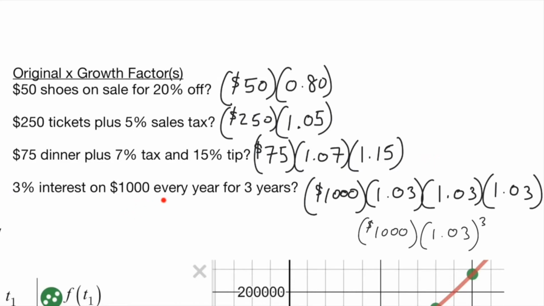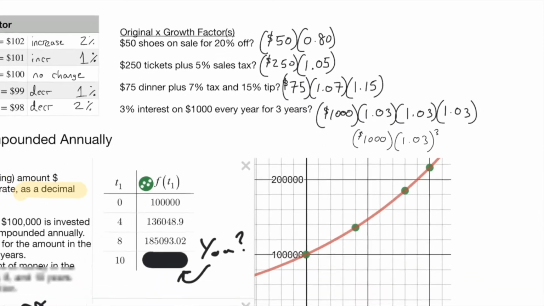3% interest on $1,000 every year for 3 years. Well, then you would start with $1,000 original, and then you'd multiply it by your 1.03 3 times. For every year for 3 years, you're going to increase it by 3%. Now, this is the long way of writing it, but there's a shorthand way: $1,000 times 1.03 to the third exponent. If you're going to multiply 3 times in a row, you might as well just use an exponent. It's much simpler to type into a calculator, and we can actually come up with a formula for something like that.